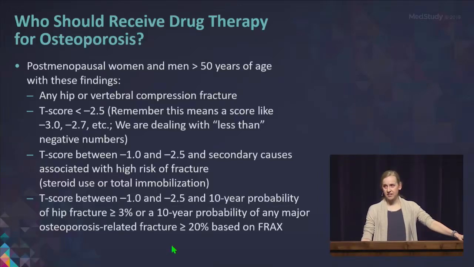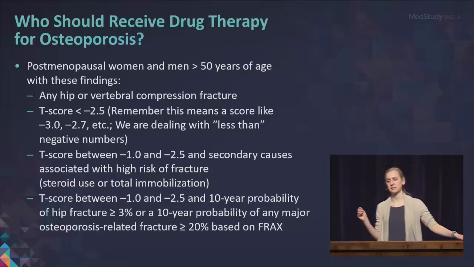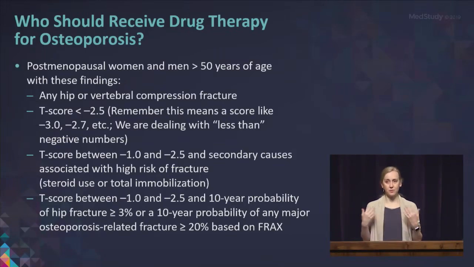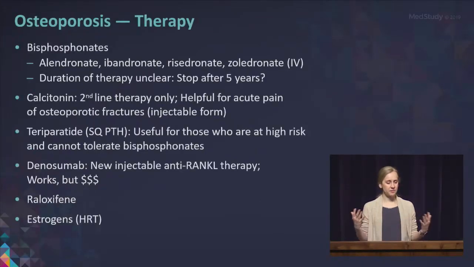The FRAX calculator is freely available online. I use it almost every clinic day, and it's a great way to predict who's at the highest risk for fractures. It takes into account whether they have first-degree relatives, their alcohol intake, along with their T-score, and will tell you how high risk that person is to have a fracture over 10 years. So what therapy are we going to give them?